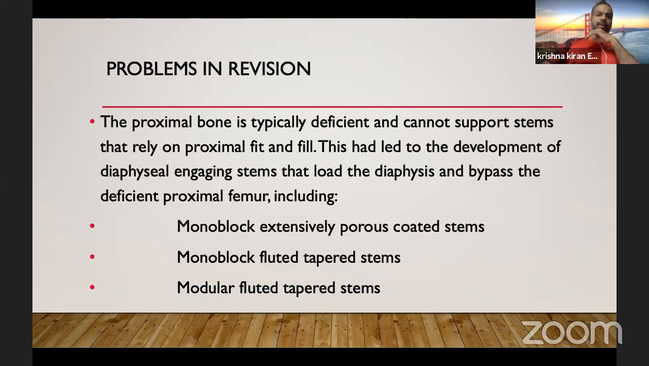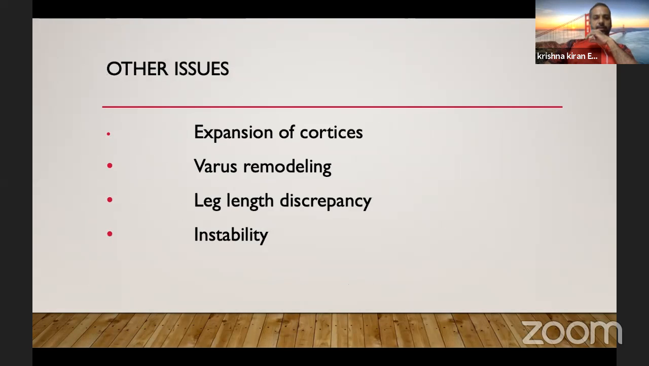Now the monoblock extensively porous coated stems have been the cornerstone and workhorse for managing revision surgery for a long period of time. And these have now largely been replaced by the monoblock fluted tapered stems. I will tell you why there is a change in the use of these stems. And we also have the modular fluted tapered stems. So these are the 3 basic workhorses for managing all sorts of femoral revision procedures.